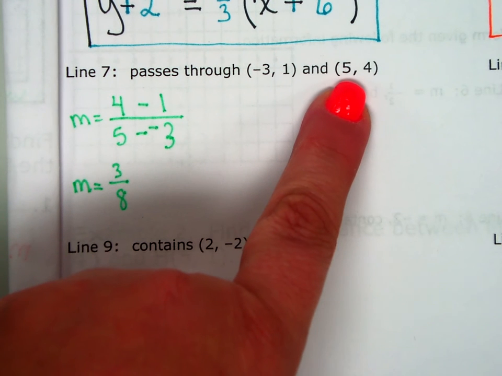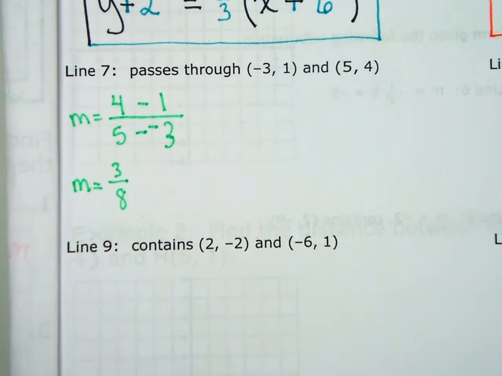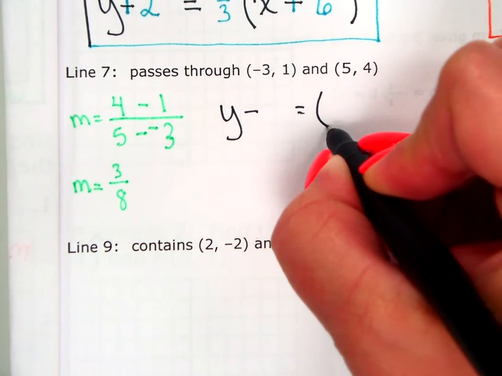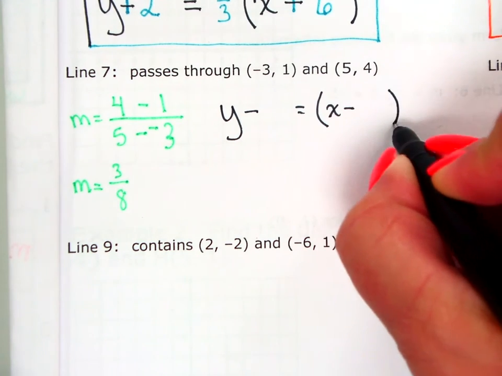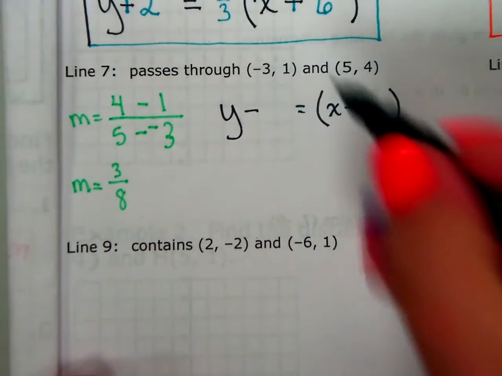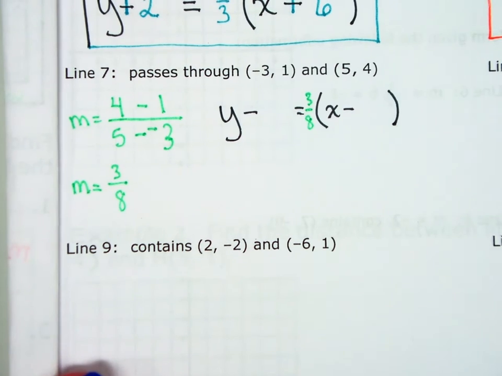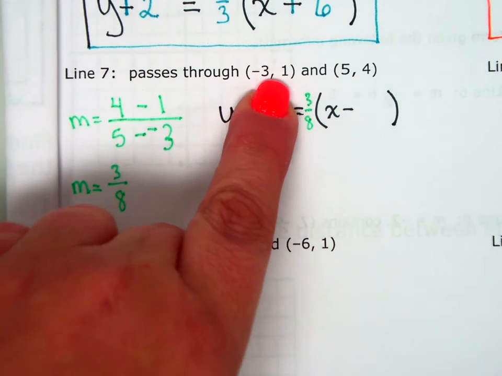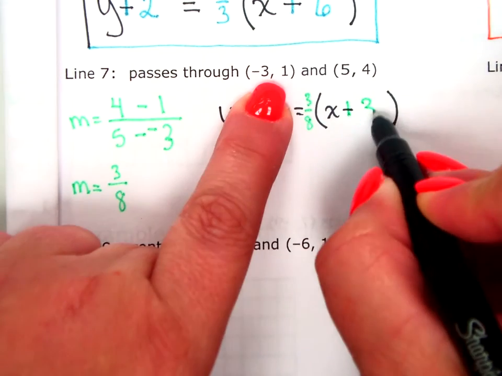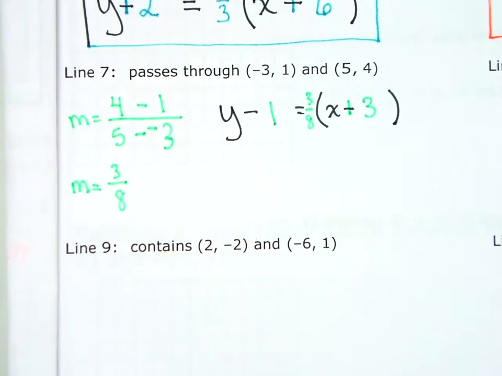Does it matter if I use this one or this one, do you think? No. They're both gonna give you the same exact line. So I can say y minus equals parentheses x minus close parentheses. And I can put in, ooh, I didn't leave much room for my slope. 3/8, my slope. And then if I use this first point, my x is a negative 3, so I'm going to make that into a positive 3. My y is a 1, so minus 1.